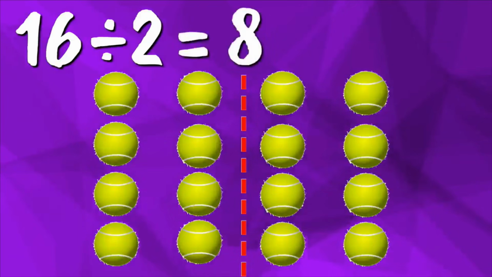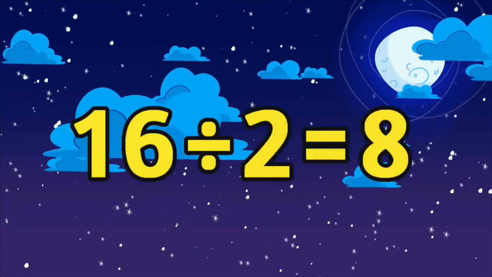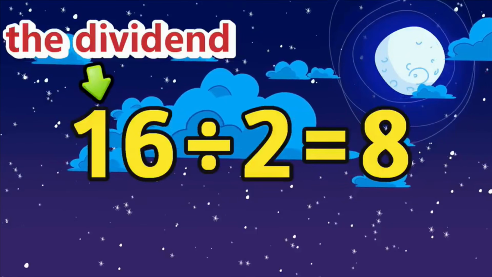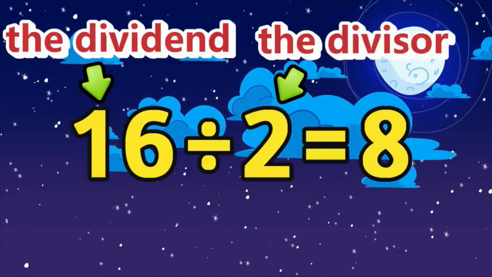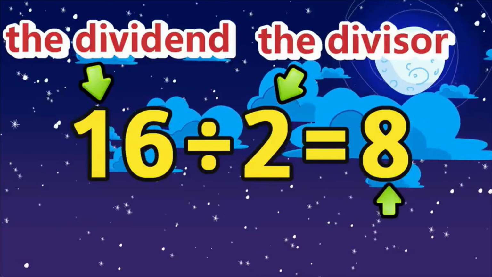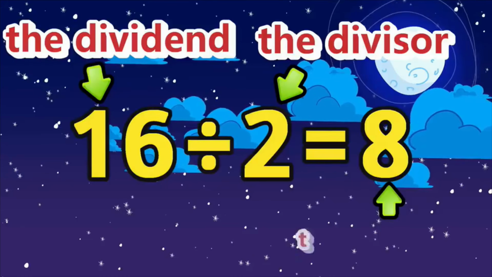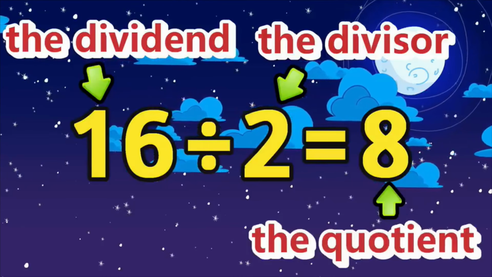8. There are 8 tennis balls in each of these 2 groups. 16 divided by 2 equals 8. Now remember, the total we are dividing is called the dividend. The dividend is 16. The number of groups you are splitting it into is called the divisor. The divisor in this division problem is 2. And what is the answer to a division problem called? The quotient. Great job! The quotient in this problem is the number 8.